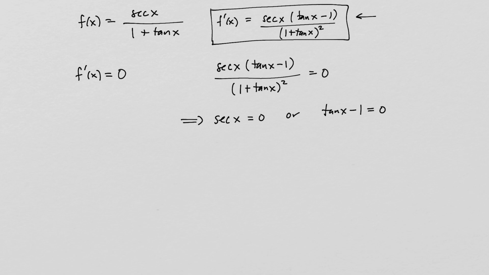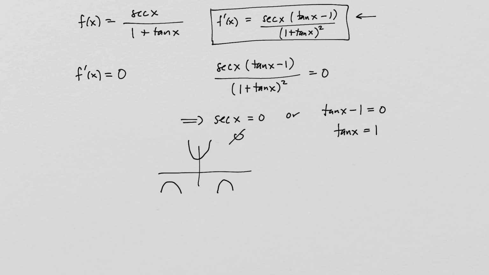Now, let's remember that secant can never be 0. This is because if you graph the secant function, it looks something like this. Secant never crosses the x-axis, so it cannot be 0. So then tangent of x minus 1 has to be 0, and this means that tangent of x must be equal to 1.